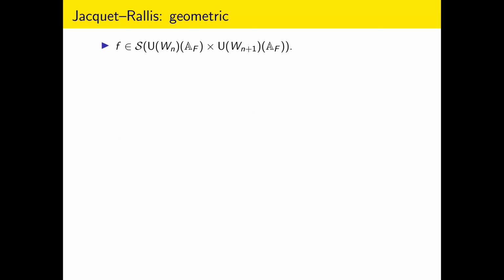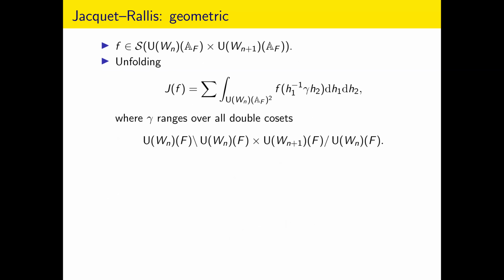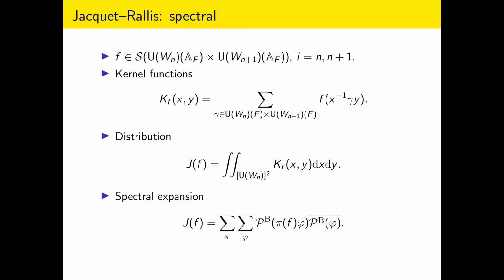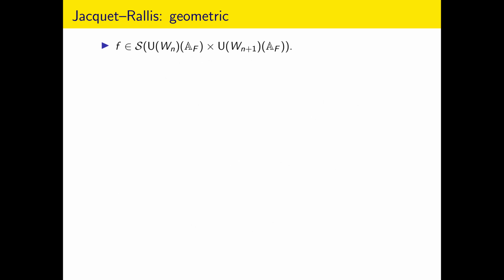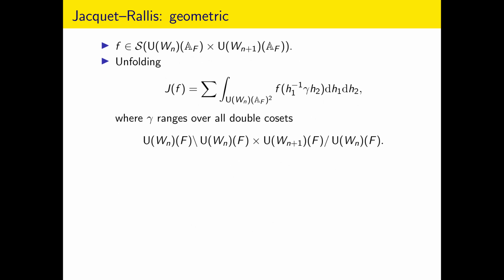So that's the spectral expansion, and we would like to understand this distribution. The way we understand this distribution is through the so-called geometric expansion. It's essentially an unfolding argument, because you have this kernel function, which is a sum, and you are integrating it, and then you can unfold the sum. Now, the unfolding miraculously will give you something called orbital integrals. So this distribution unfolds to a sum of orbital integrals. Again, this is not converging at all, it's very far away from converging, but it doesn't matter.